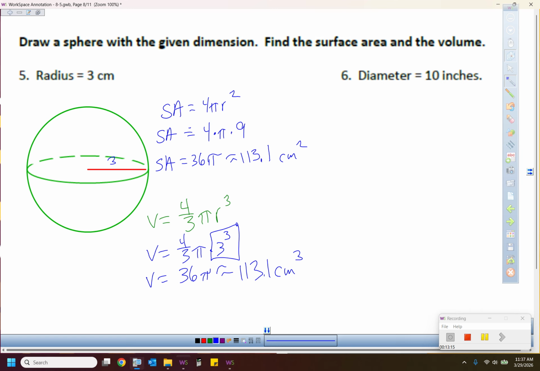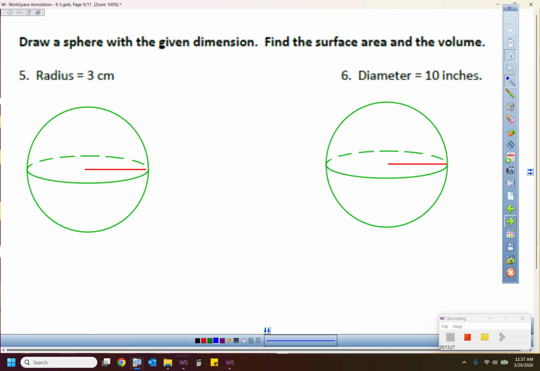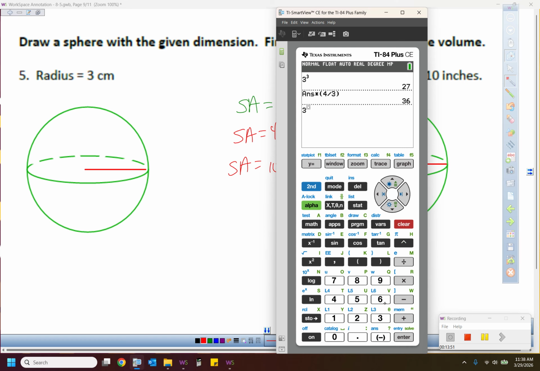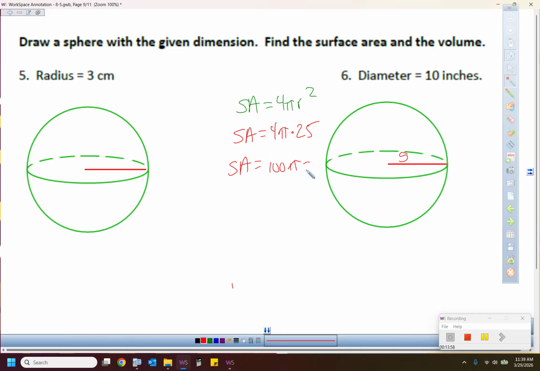We'll see if we have another one here. It's got a diameter of 10 inches. We don't care about the diameter. We care about the radius being 5 inches. So we'll draw another one of these. And to find its surface area, it's 4 pi r squared. And then I just need to know the radius is 5. 4 times pi times 5 squared is 25. And I can take 4 times 25 and get 100. And 100 pi will be 314 something or other. So 100 pi, 314.2. And that is in inches squared.